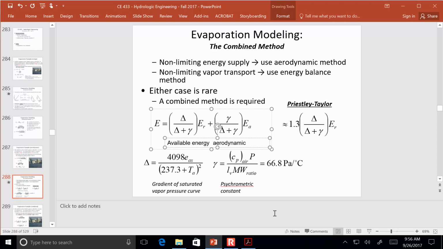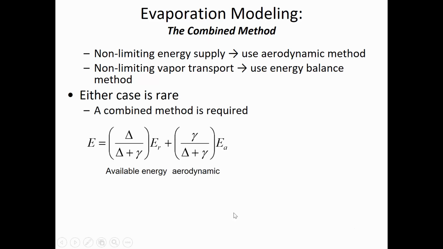All right. So the first term accounts for the available energy. The second term accounts for vapor transport, or the aerodynamic. And we have to calculate these weighting coefficients to find out the relative proportion of each that comes into the overall whole.